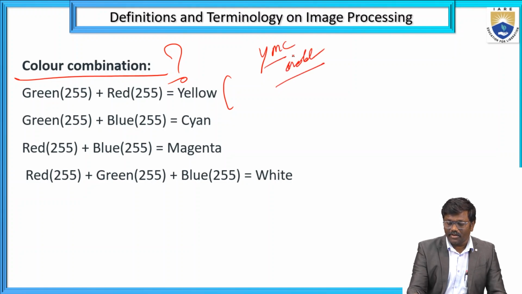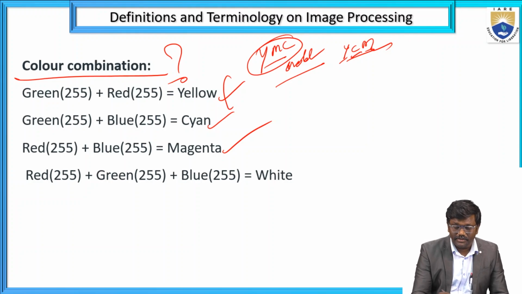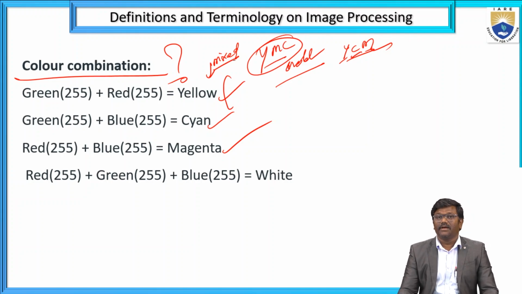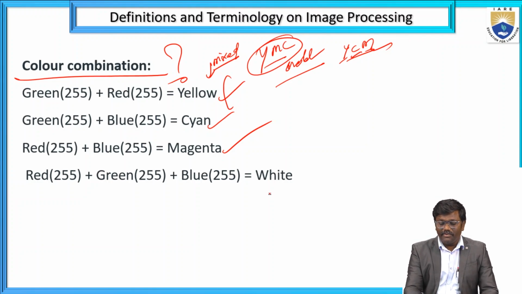YMC color model, or we also say YCM. Y means yellow, C means cyan, M means magenta. Such colors, which are mixed, give us this model. Why do we want to mix? To form a combination color model.